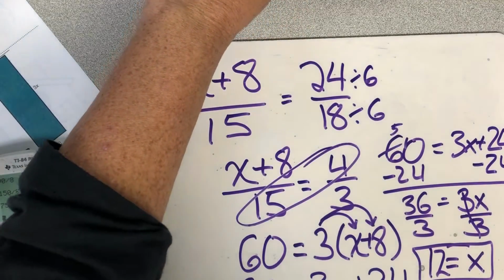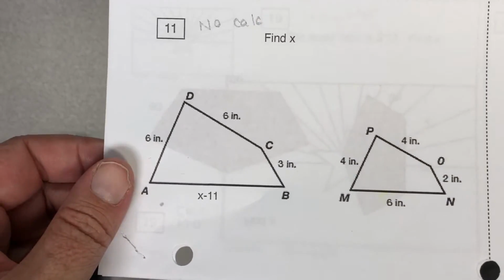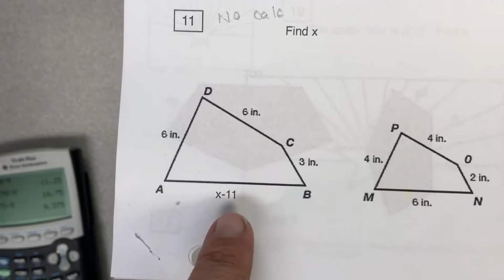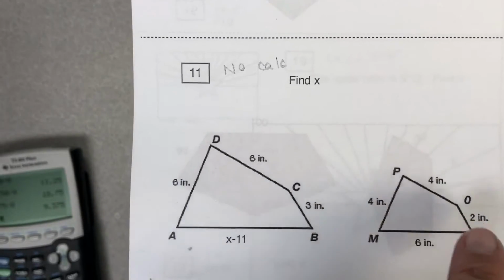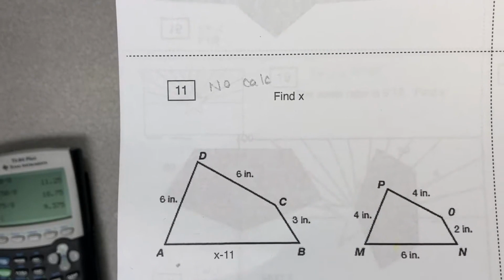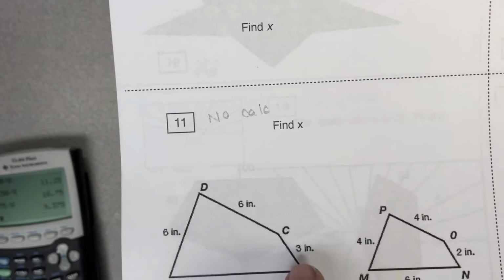Let's move on now to number 11. Number 11 also said no calculator. And again, it said find x. And we have an x right here. So I'm going to look at these other ratios and see which one looks like it would be the easiest to use. I'll have 2 over 3 right here.